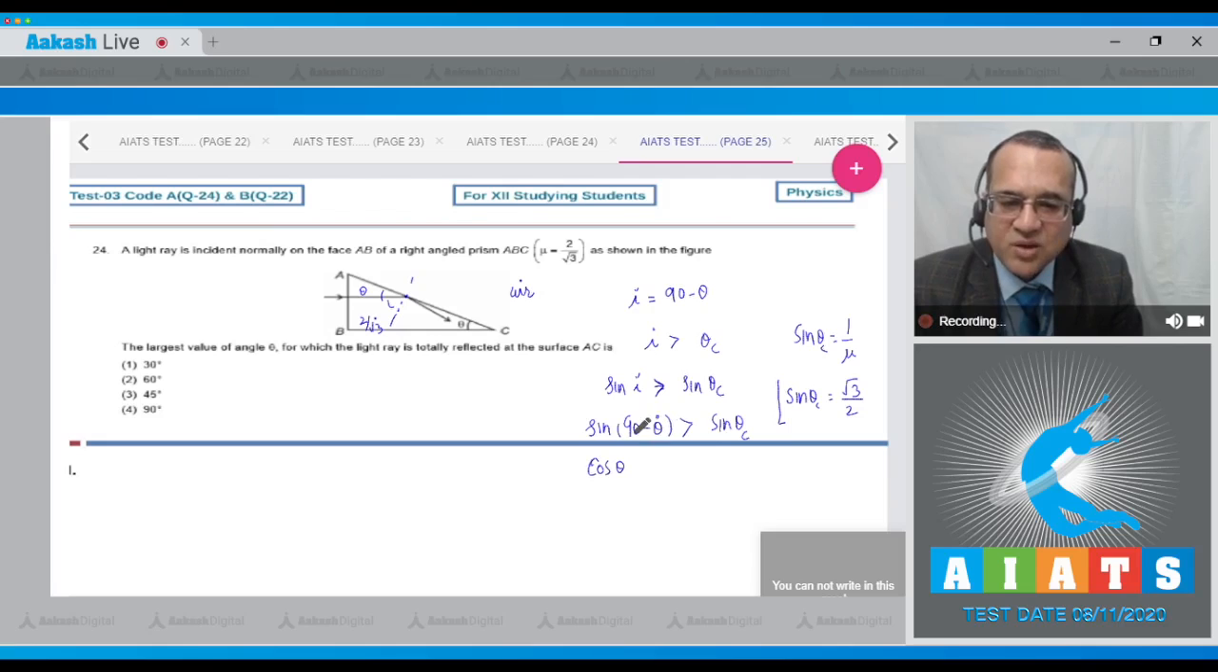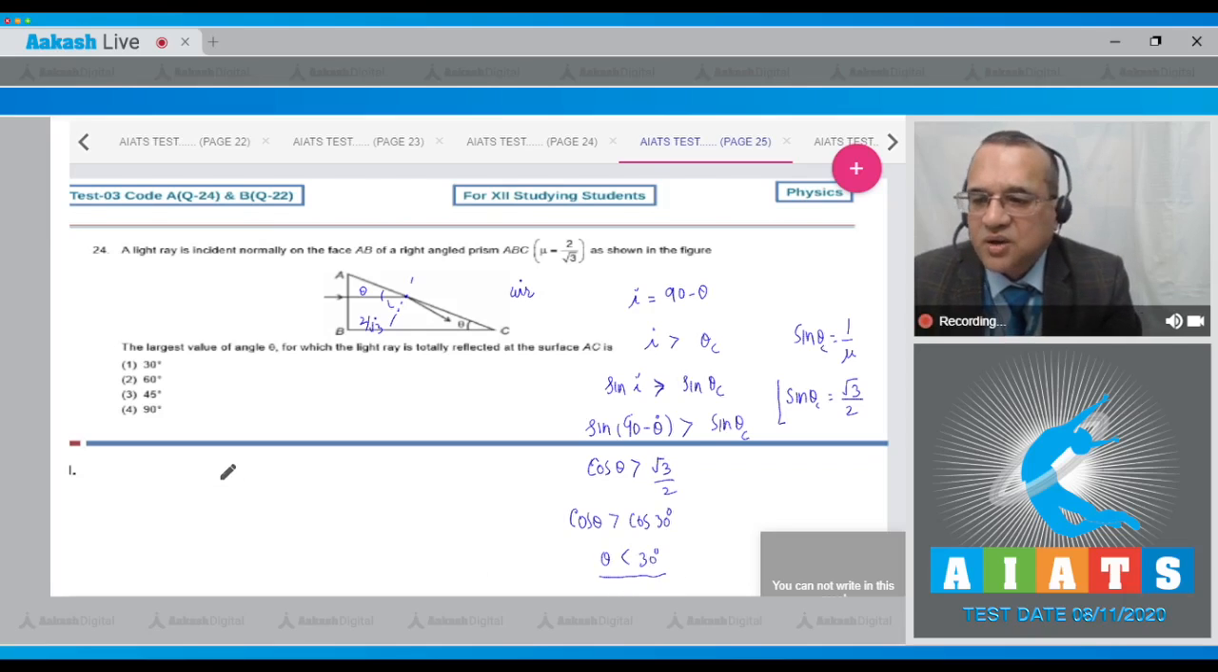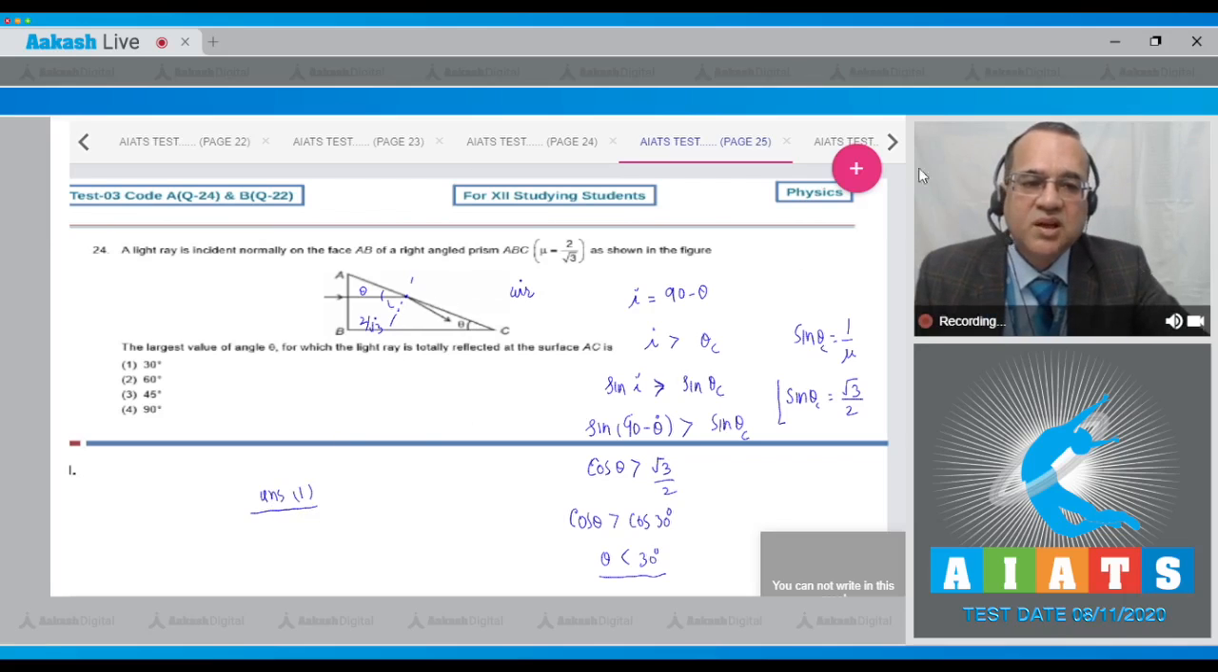sine of 90 minus theta, which is equal to cos theta, is greater than root 3 by 2. So cos theta is greater than the value equal to cos of 30 degrees, or logically theta should be less than 30 degrees. And the correct option to this would be answer number 1. If theta exceeds 30, the ray will emerge out. So let's move to the next problem.